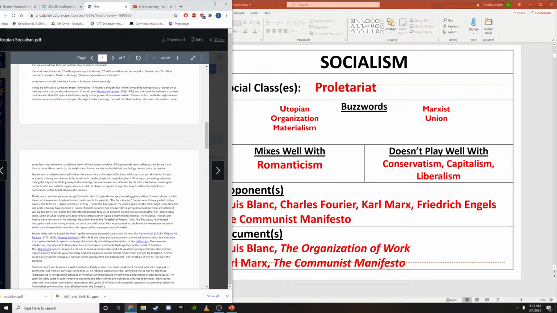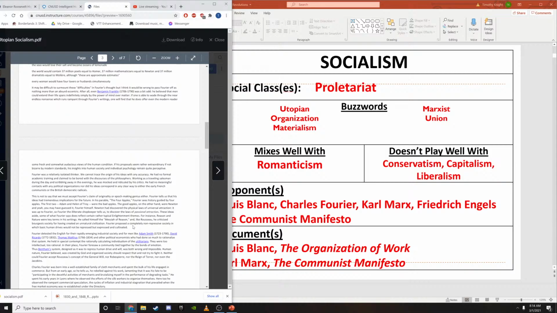This is not to say that we must accept Fourier's claim of originality or epoch-making genius either. Fourier tells us that his ideas had tremendous implications for the future. In his parable, The 4 Apples, Fourier sees history guided by 4 apples. The first 2, Adam and Helen of Troy, were the bad apples. The good apples, on the other hand, were Newton and, yes, you may have guessed it, Fourier himself. Newton had discovered the physical laws of universal attraction. It was up to Fourier, so Fourier, the literate shopkeeper, tells us, to discover the laws of passional attraction.